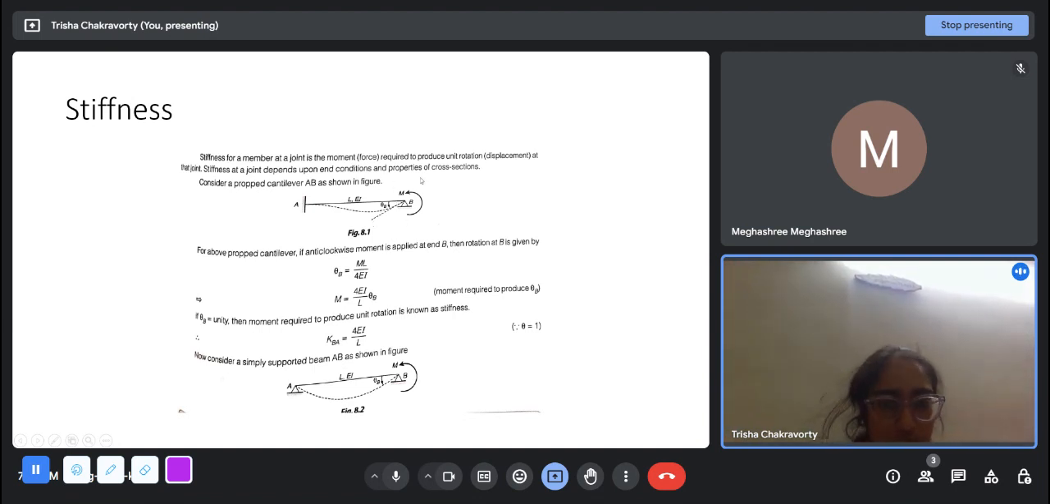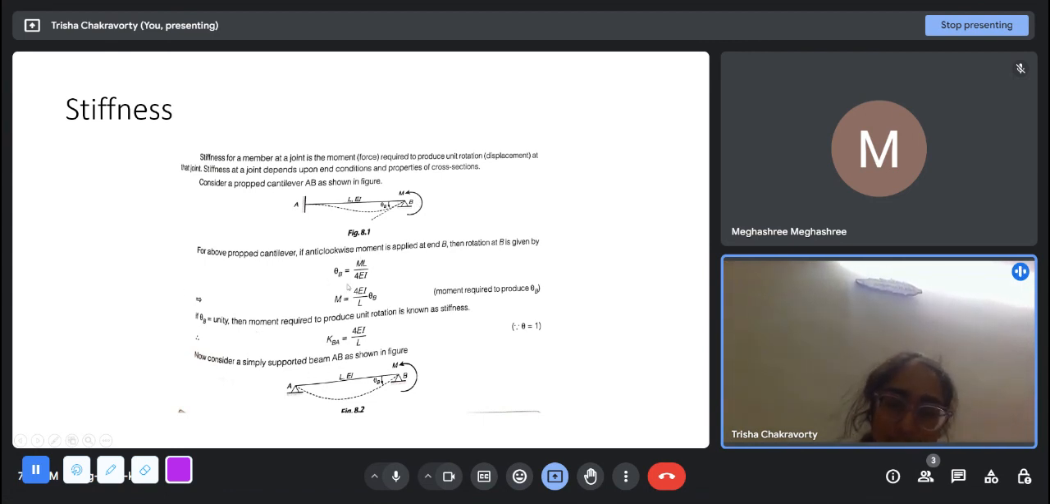If you want the rotational stiffness at this point, you have to apply a moment and find out theta. That you can find out by any method, such as the moment area method. Since it's an indeterminate structure, you first apply slope deflection or something, and then apply the moment area method to find theta B. Theta B will obviously come in terms of the moment applied, and M by theta B will be the stiffness.